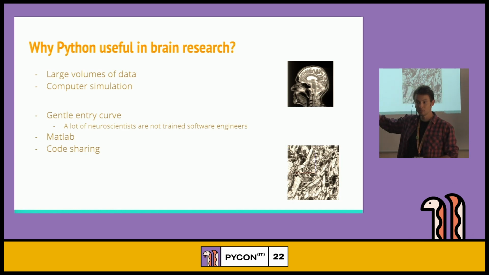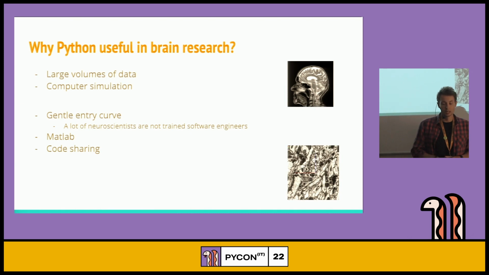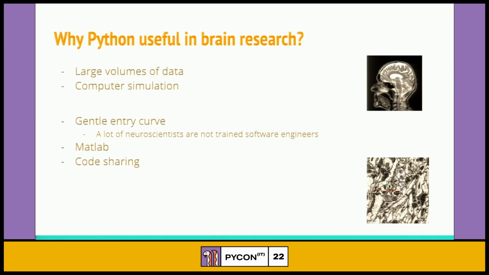Then there's MATLAB. For those of you who don't know, this is a commercial software with its own scripting language that allows people to perform numerical analysis. Its syntax is, let's say, quite similar to Python, so the transition is fairly easy. And finally, some of my neuroscientist friends really like the code sharing extensions to Python, like Jupyter Notebooks, Google Colab, etc., etc.